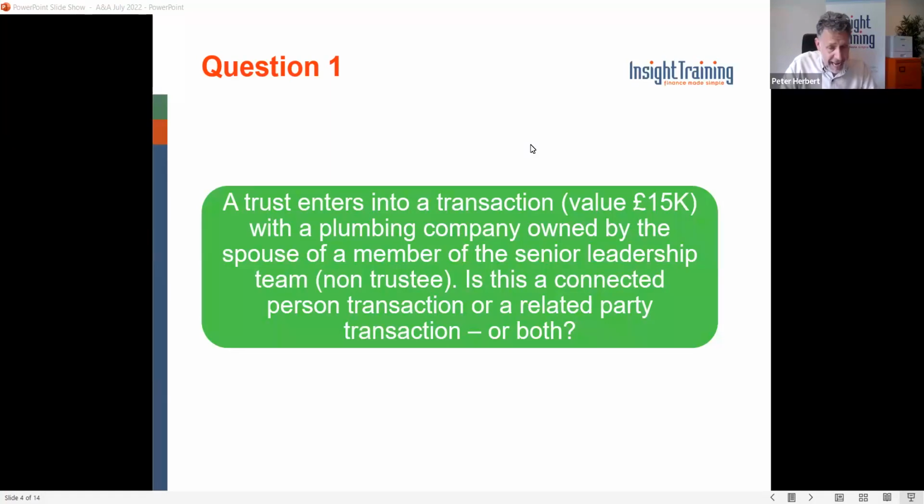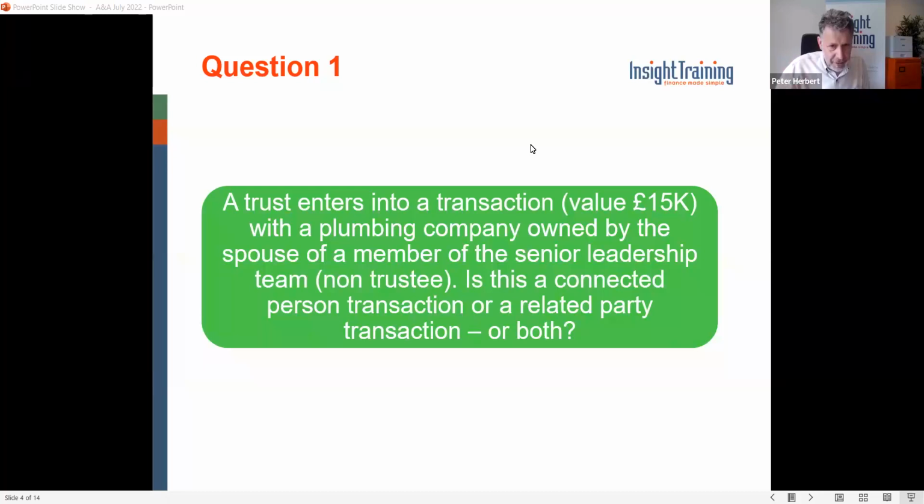Related party transaction is as defined by FRS 102, and any related party transaction that the trust enters into must be communicated to the ESFA by its portal, the IDAMS portal. That's been the case for the last couple of years now. Not to communicate that transaction to the ESFA through the portal is a breach of the regularity regime.